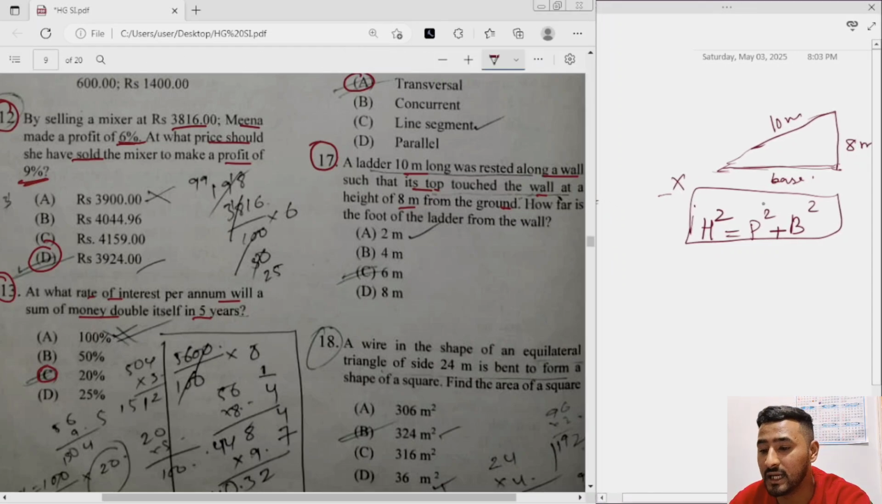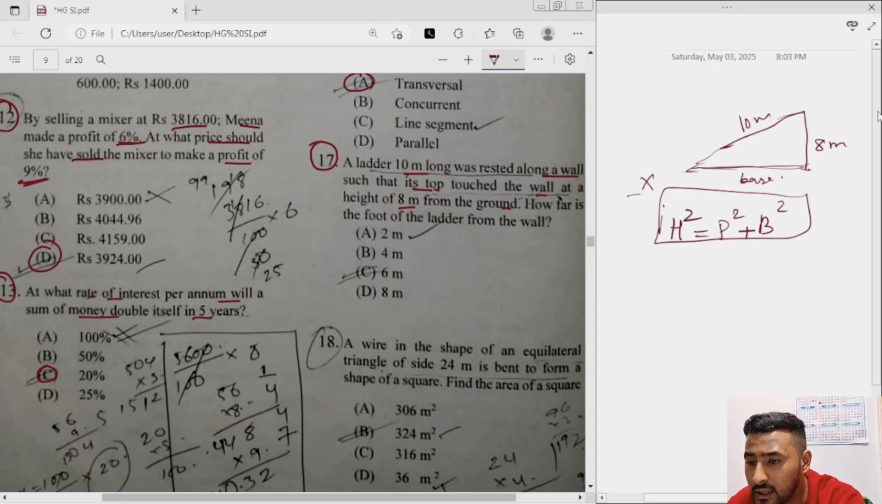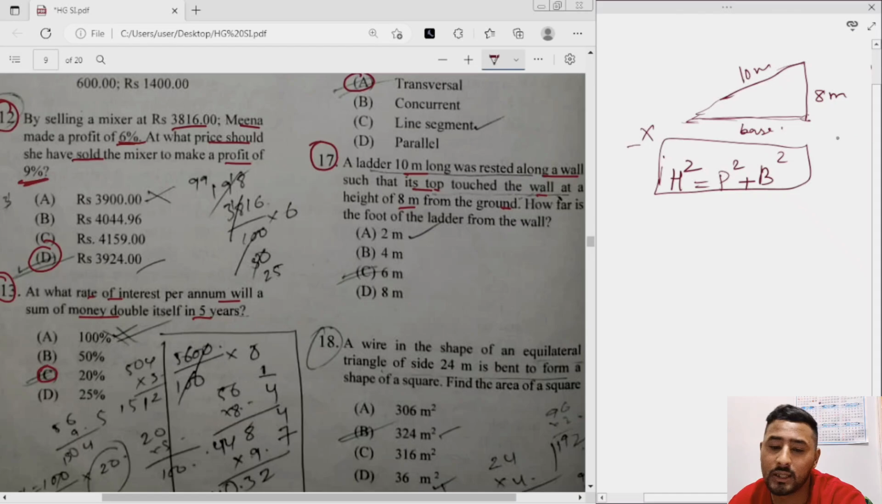So let's see now. What we need to find is how far is the foot of the wall from the foot of the ladder. So the foot of the ladder is this one, right? So how far will be the base only. So just get the base, you'll get the answer. So what is our h? H is 10 square. This is hypotenuse. Remember, this is perpendicular, this is base b. So h square is equal to p square, which is 8 square, plus b square, which is what we need to find.